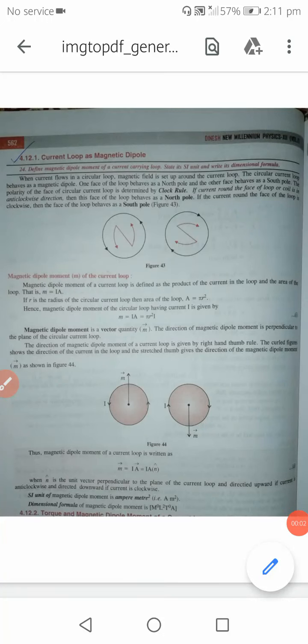Today in this video we are going to start chapter 5, that is magnetism. The first topic of magnetism is current loop. Here we know from the previous chapter that when current flows through a conductor, there is formation of some magnetic field around the conductor, or in other words, when there is a current, a magnetic field is also generated.